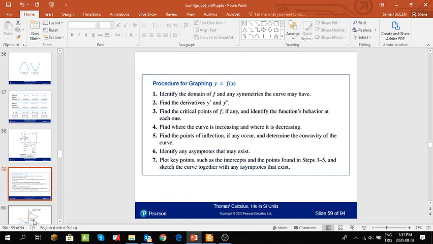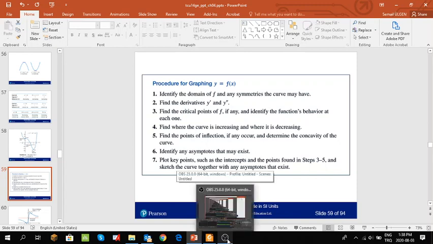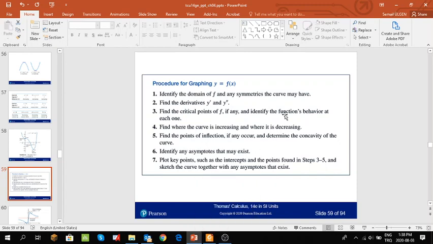Okay, so here's a procedure for graphing y is equal to f of x. First of all, the domain of f is important. You just identify it. And if there are any symmetries for the curve, you state the symmetries. Is it symmetric with respect to the y-axis? Is it symmetric with respect to the origin? You just check that. In other words, you can just check whether the function is even or odd.